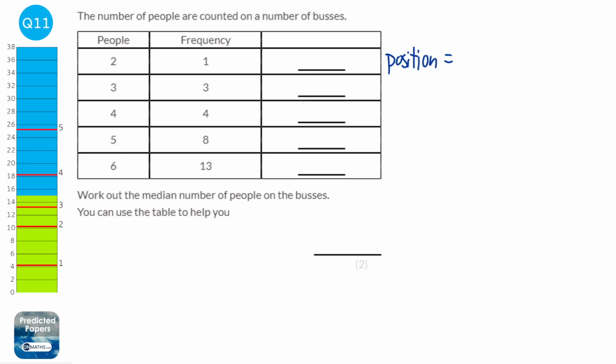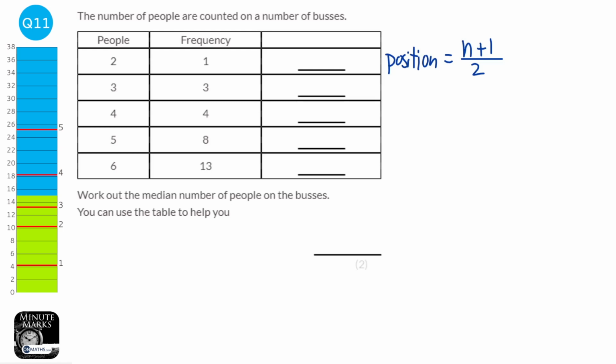We work out how many numbers there are, which I'll call n, we add 1 to it, and then we divide that by 2. And that shows us where the median is. It doesn't tell us what the median is, it shows us where it is. Now, we need to figure out where these numbers are in this list.